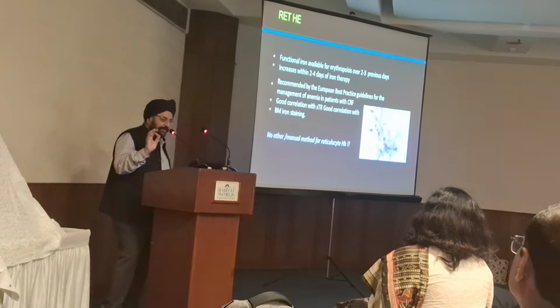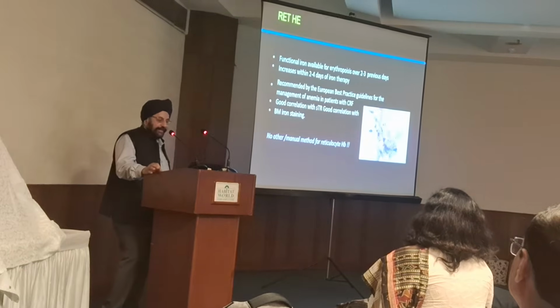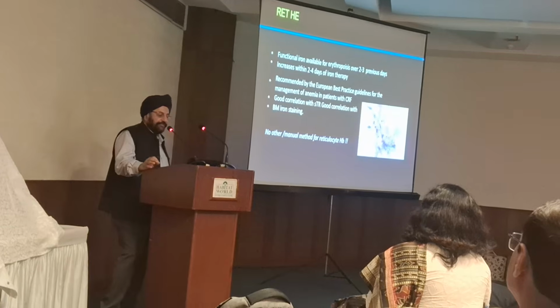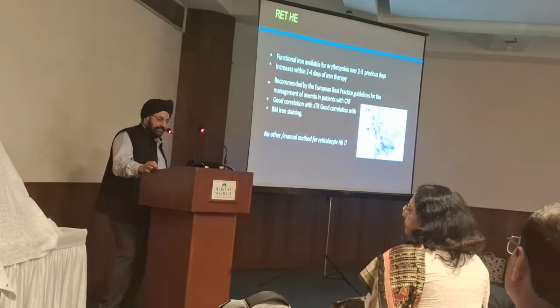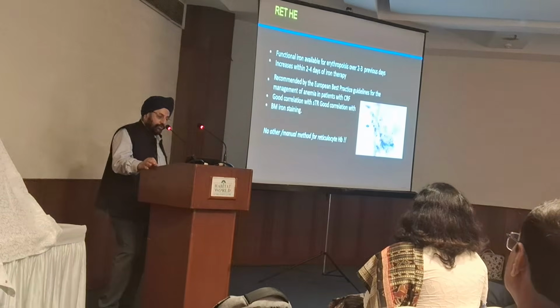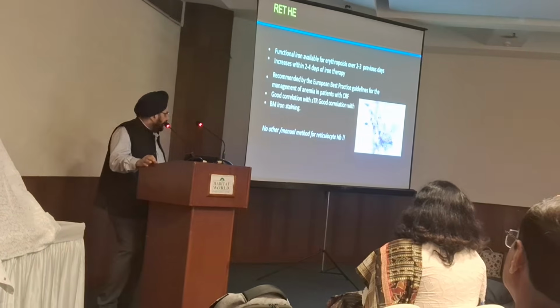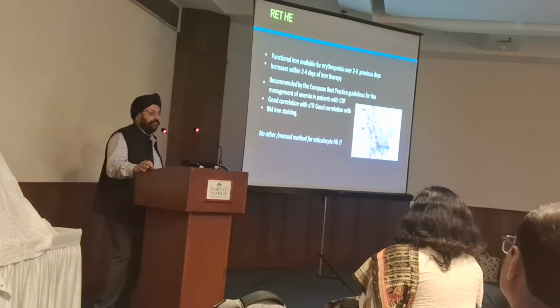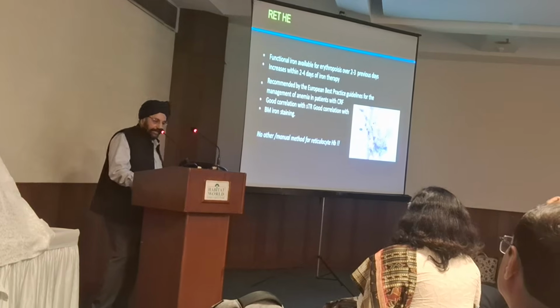So, this is recommended by European best practice guidelines for the management of anemia in patients with chronic renal failure. It has good correlation with serum transferrin, good correlation with bone marrow iron staining, and there is no other manual method to detect red hemoglobin. It can be only done through an analyzer.